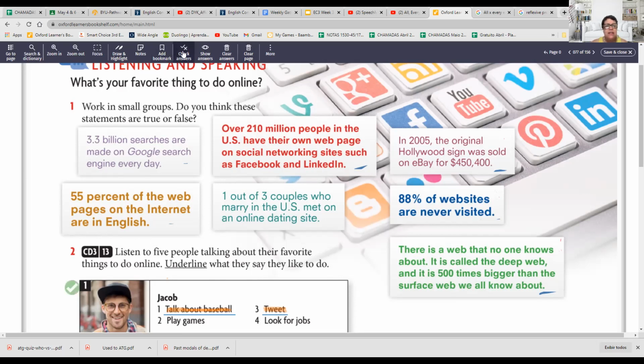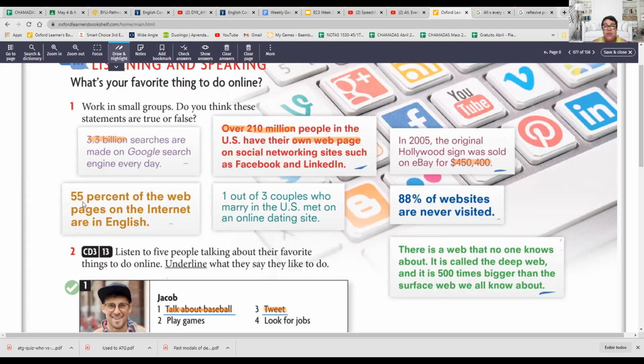That's quite a lot, don't you think, Larissa? That's really a big number, a lot of people. So the first one here says 3.3 billion searches. Here, over 210 million people. Their own web page. That's quite a lot. What about this one here? Look, in 2005, the original Hollywood sign was sold on eBay for $450,000. Imagine, guys, this is really expensive. You kidding me? Just a sign? Oh, but it was not just a sign. It was the Hollywood sign that we see in most movies that show Los Angeles.